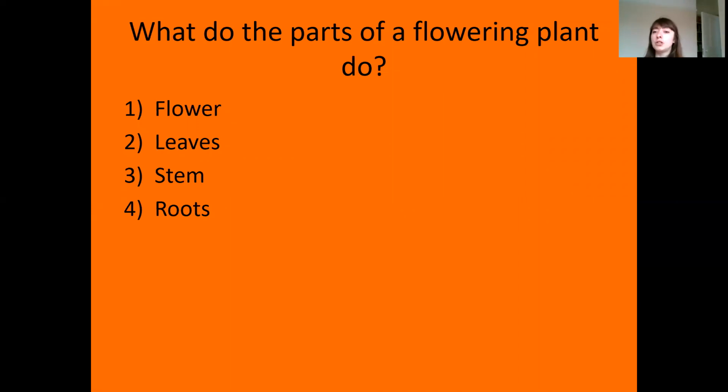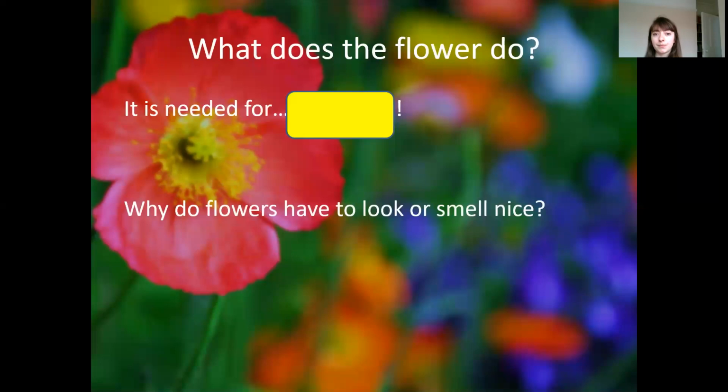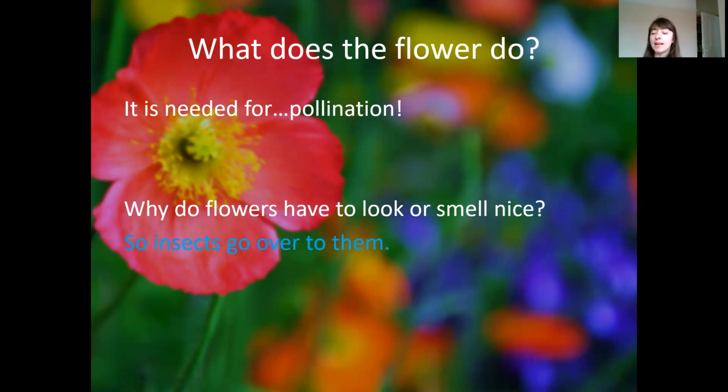But what exactly do the parts of a flowering plant do? Well, today we're going to be learning what the flower, the leaves, the stem, and the roots do. Let's start with the flower. What does the flower do? Well, it's needed for something very, very important. It is needed for pollination. Why do flowers have to look or smell nice? It is so that insects go over to them.